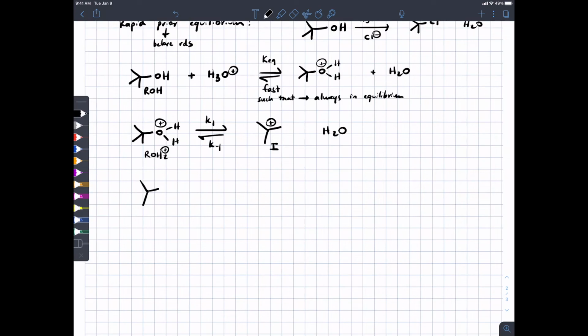But alternatively, that high energy carbocation I could react with nucleophile Cl minus in an irreversible step to give the final product. Okay?